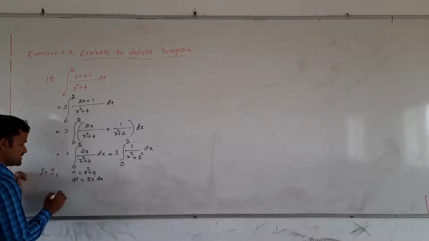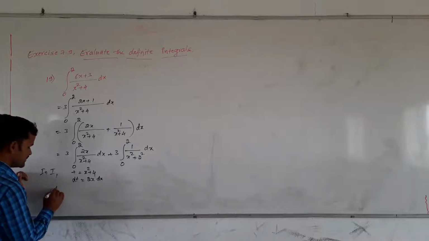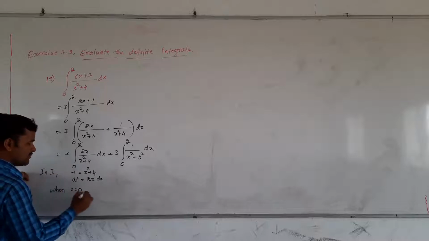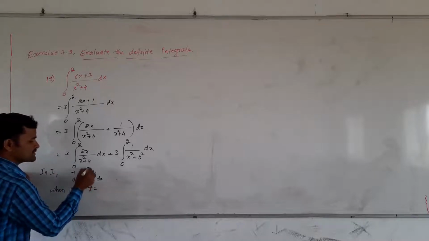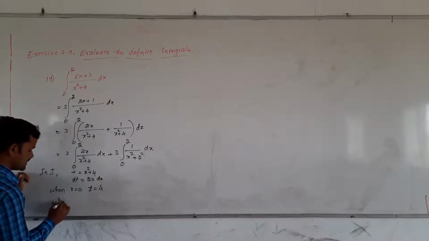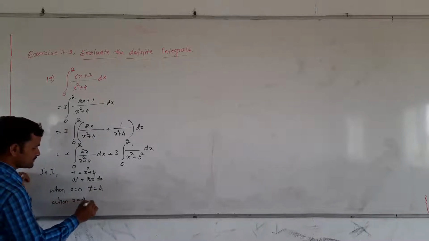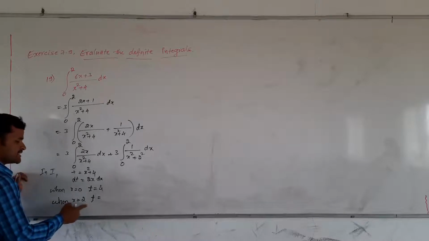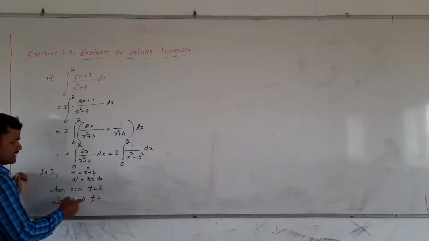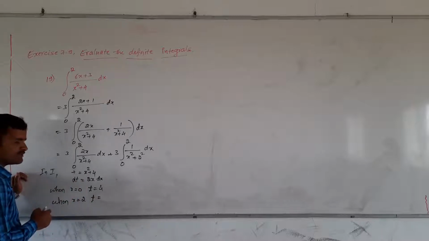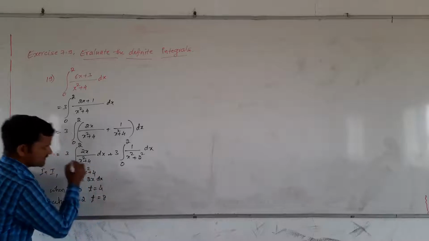Now what happens here? What about the upper limit and lower limit? When x is equal to 0, the lower limit, then t is equal to 0² + 4, which is 4. Next, the upper limit: when x is equal to 2, what happens to the upper limit for the variable t? x is equal to 2, 2² + 4, which means 4 + 4, it is 8.